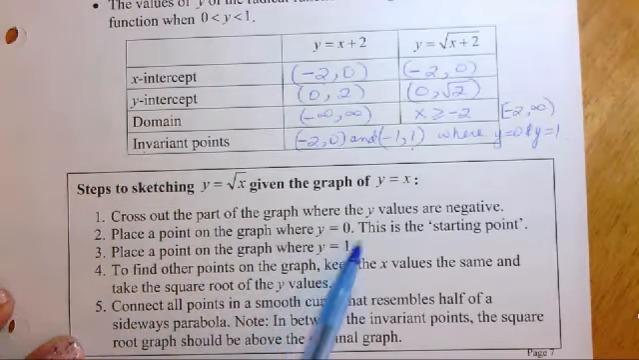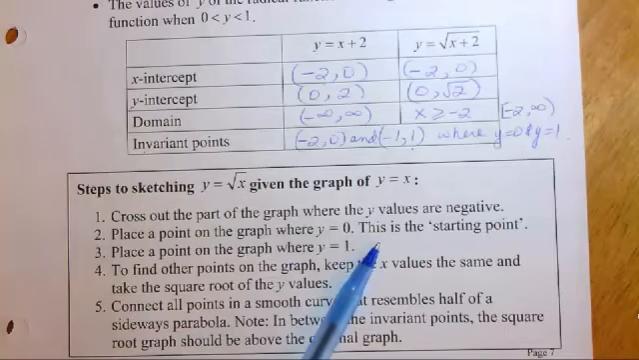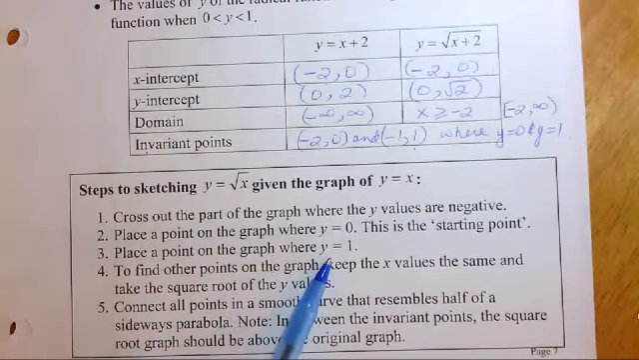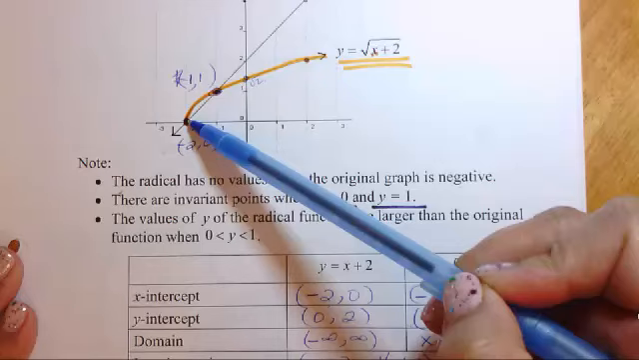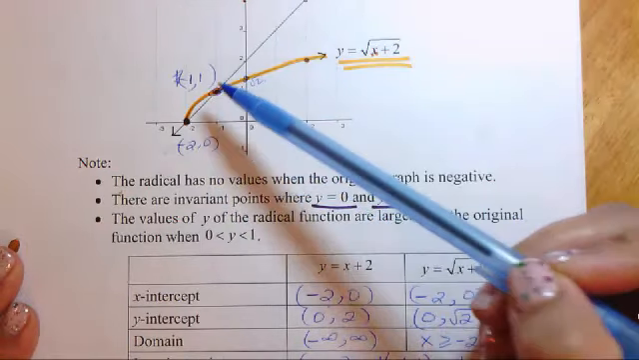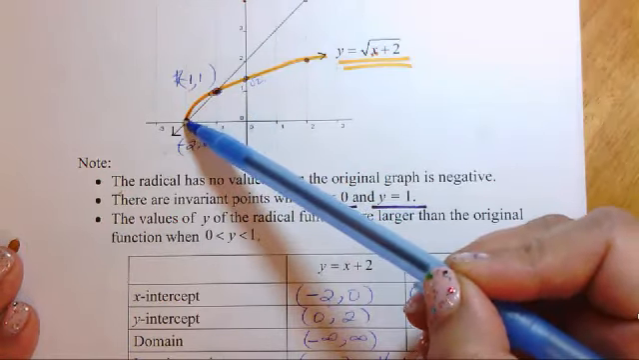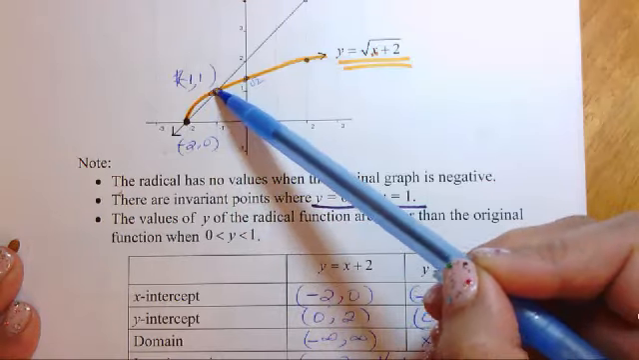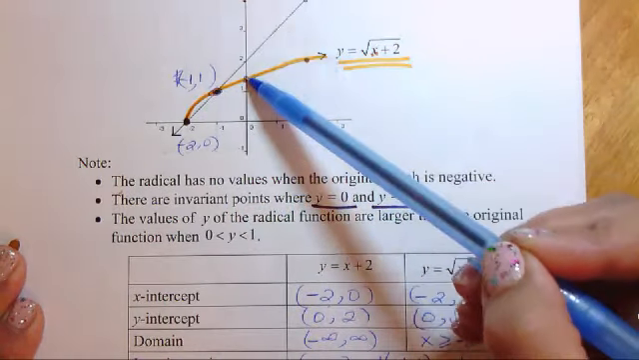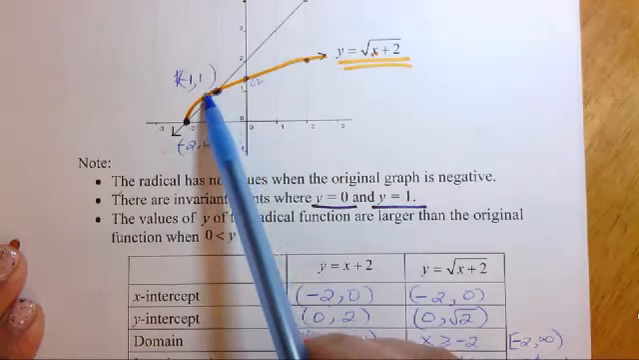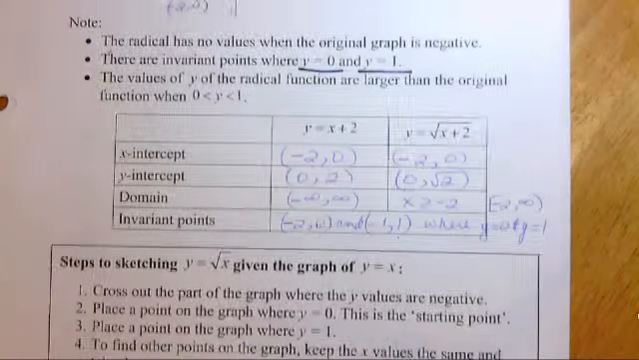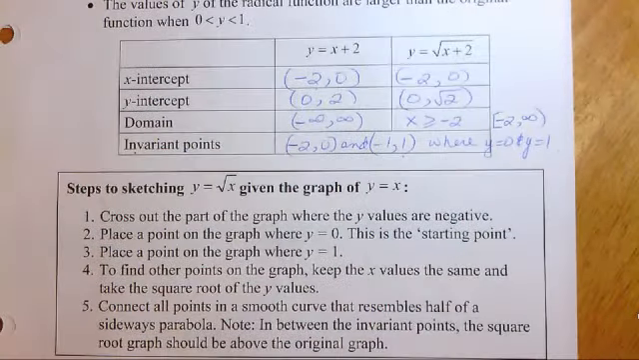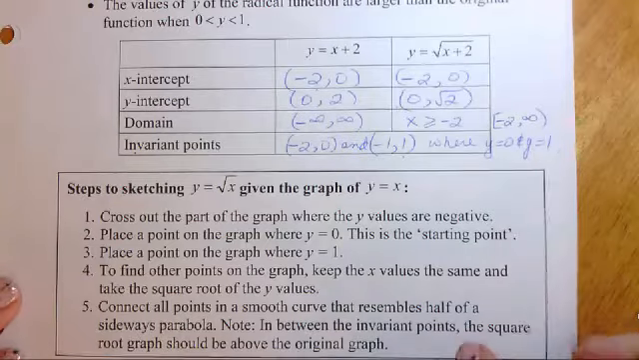Place a point on the graph where y equals 0. So this is your starting point. And place another point where the graph is y equals 1. So basically you're going to cross everything down here, and then plot a point here and here, and then get the values to curve nicely above those 2 points, find your y-intercept and plot that, and then just continue on in a nice smooth curve. So it's going to resemble half of a parabola on its side.